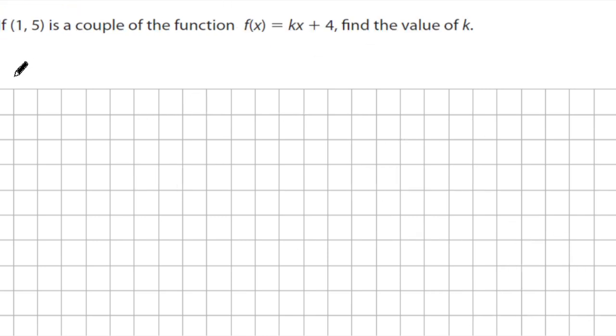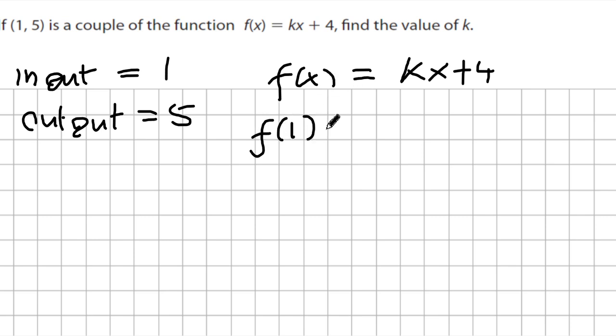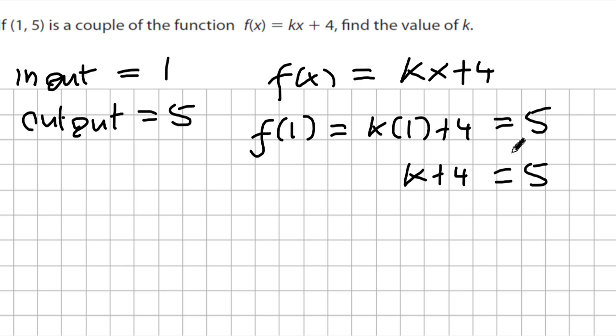Part 2. When the input equals 1, the output equals what? 5, yeah? Happy enough with that? And that's your function. So replace x with 1 and the answer has to be 5. What do I do with the x? Replace it with 1. k times 1 plus 4 equals 5. k plus 4 equals 5. So what's k equal to? k is equal to 1.